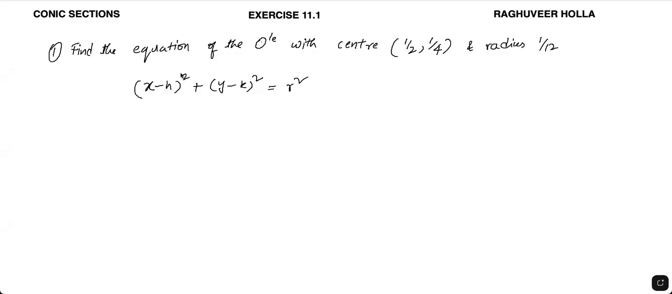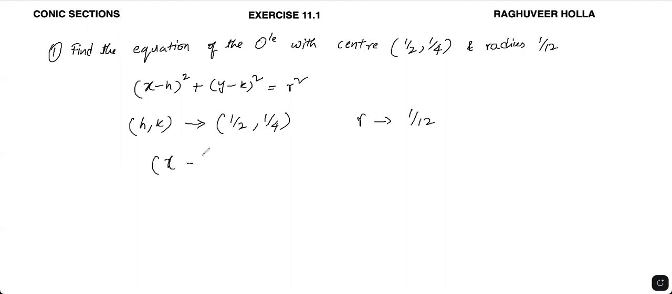Now let us find the equation of the circle whose center is (1/2, 1/4) and the radius is 1/12. Again, using the equation of the circle, (x - h)² + (y - k)² = r², here h, k will be 1/2, 1/4, and your radius r will be 1/12. So let us substitute it.